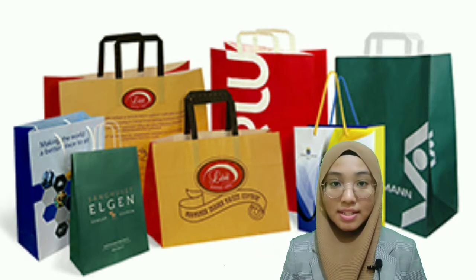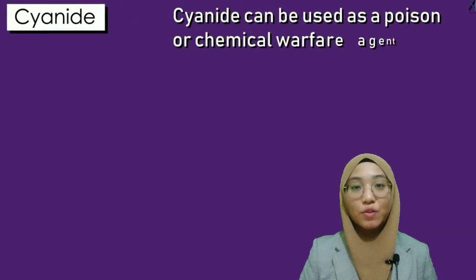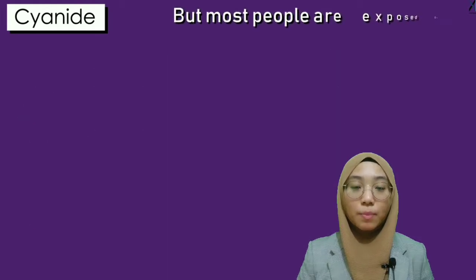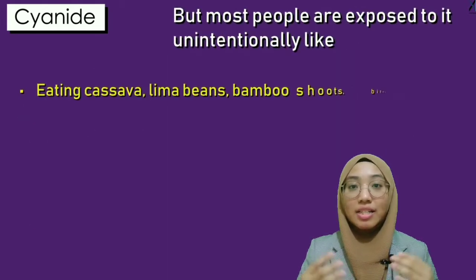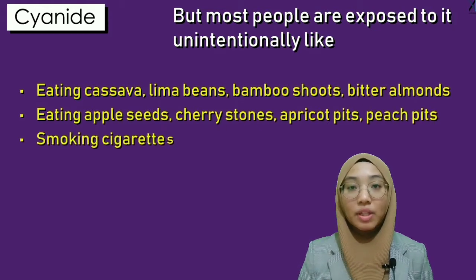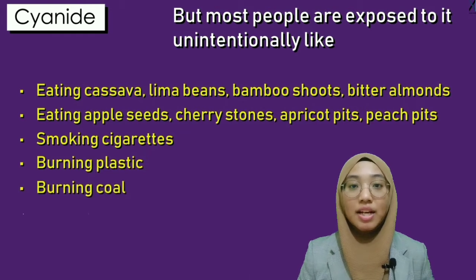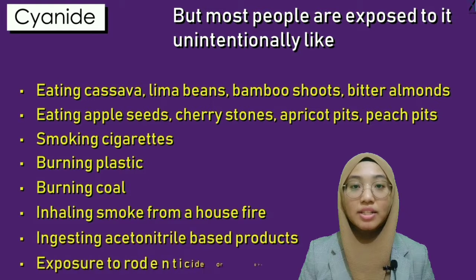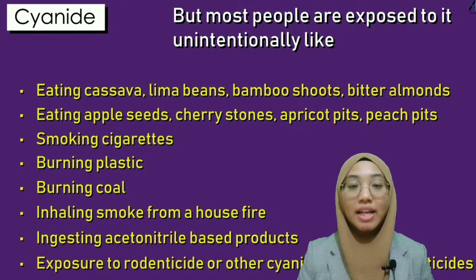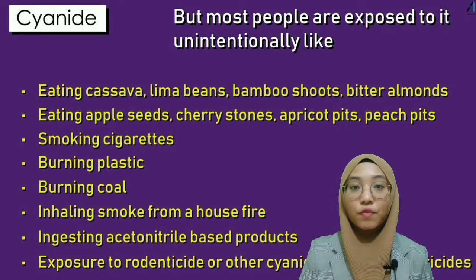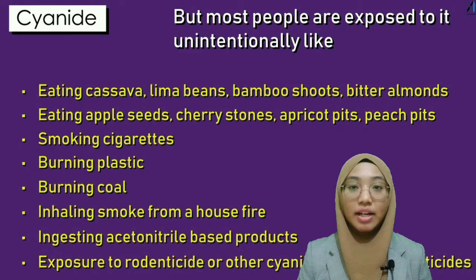Cyanide is poisonous. Therefore, it can be used as a poison or chemical warfare agent, yet the majority of people are exposed to it unintentionally. There are some ways to be exposed to cyanide, which are eating cassava, lima beans, yucca, bamboo shoots, sorghum or almonds, eating apple seeds, cherry stones, apricot pits or peach pits, smoking cigarettes, burning plastic or coal, inhaling smoke from a house fire, and breathing air, drinking water, eating food, or touching soil that contains cyanide.